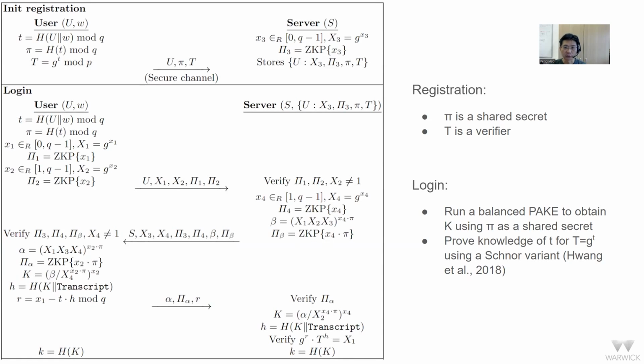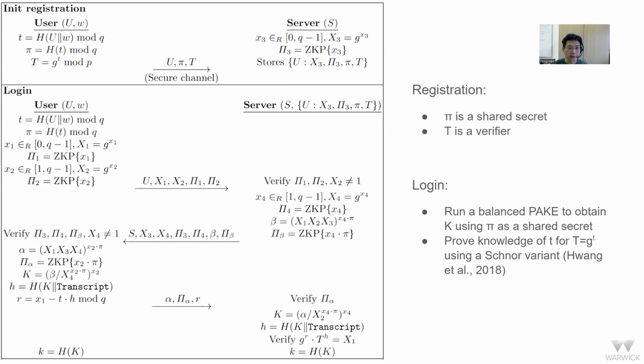Here's an overview of the protocol. During the registration phase, we compute a hash of the username and password, and we obtain this t. Based on t, we can obtain pi and this big T. Big T is g to the power t. So we save pi and T on the server together with the username. And at the server, we also generate a public key X3. This is the same public key as used in JPAKE, but in JPAKE, this key was ephemeral. Here, we fix it for each user.